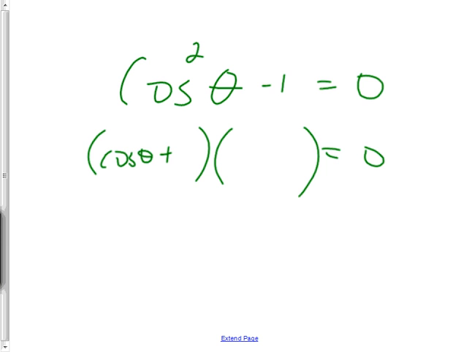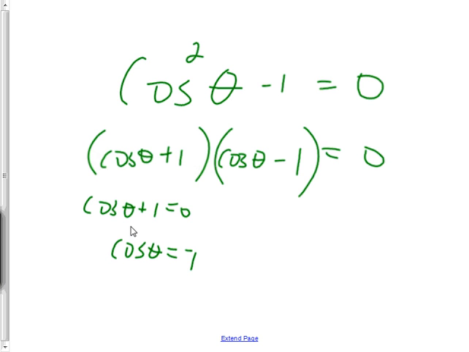Cosine theta plus 1, cosine theta minus 1. And now I could set those both equal to 0 and say cosine theta plus 1 equals 0. Subtract 1 from both sides. Cosine of theta equals negative 1. And over here, cosine theta minus 1 equals 0. Add 1 to both sides. Cosine theta equals 1.